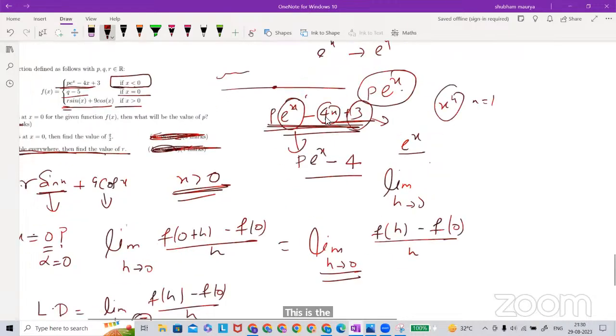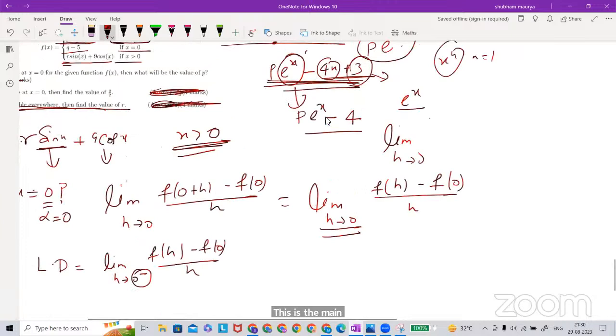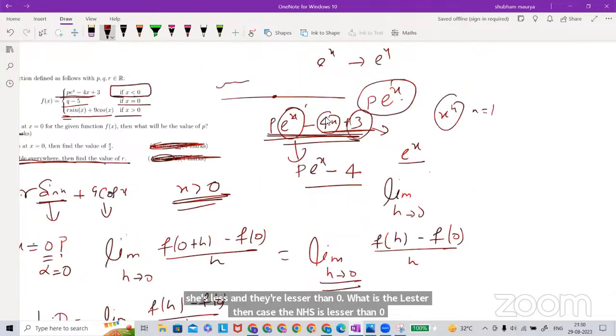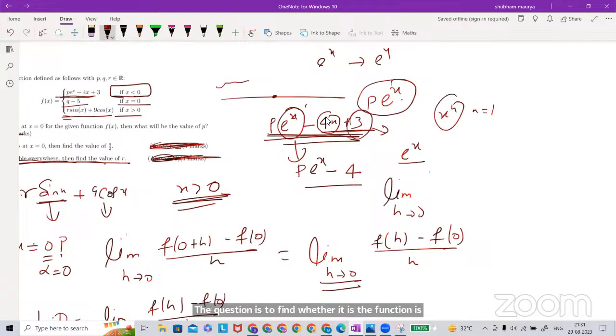H is lesser than 0. What is the lesser than case? When h is lesser than 0. The question is to find whether the function is differentiable at 0. That's the problem here. We are checking if the function is differentiable or not.